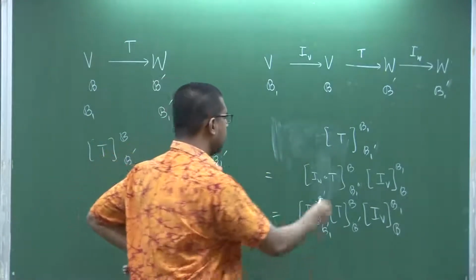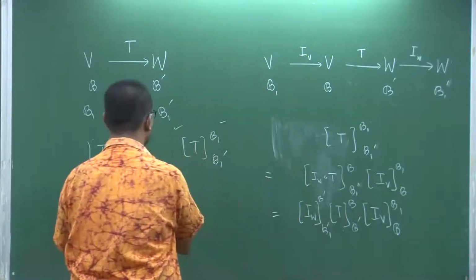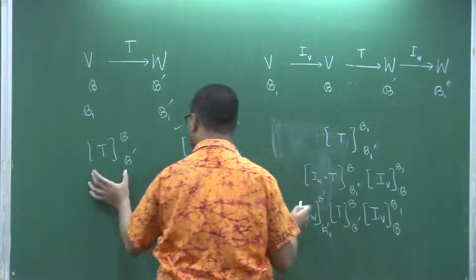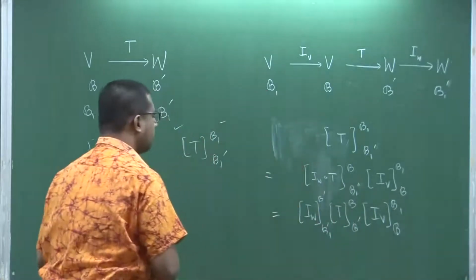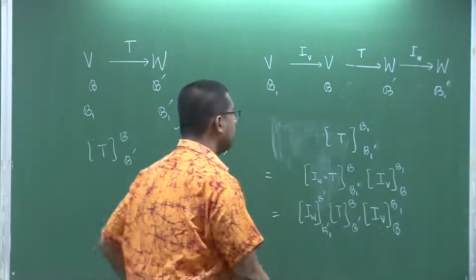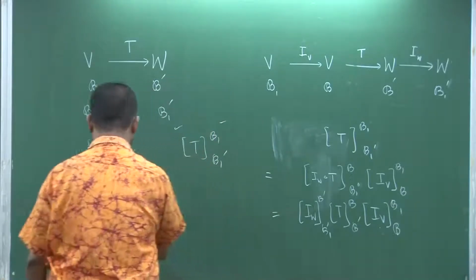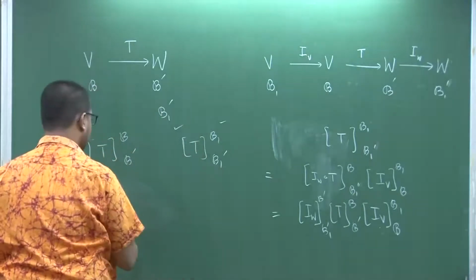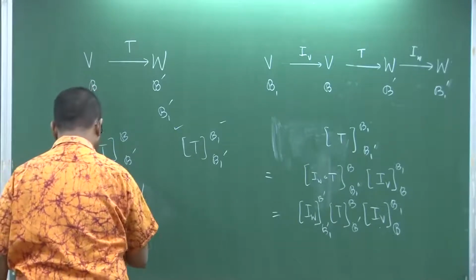So, we see that the relation between these two matrices is that this matrix is nothing but the matrix of T multiplied by two other matrices, and let us see what these matrices are. So, this is the matrix of the identity map with respect to B1 and B. What does that mean? Let us go slow, one by one. The identity map, from V with B1 to V with B.